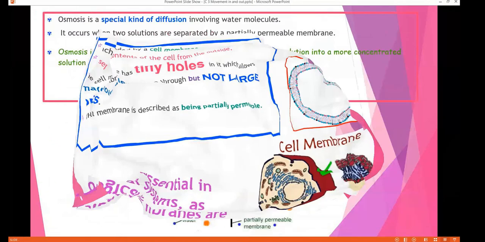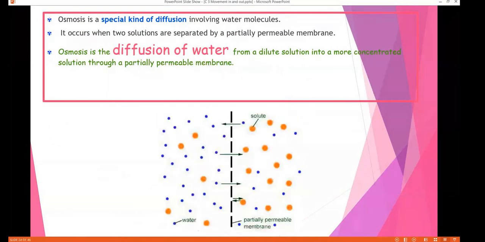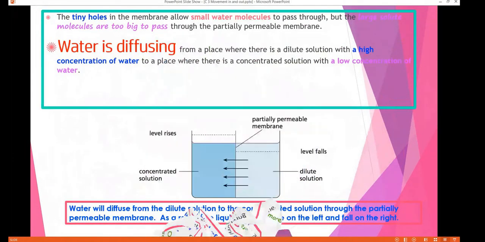Okay, so let's check out this slide. This is a picture which shows again how the osmosis takes place from the movement of the molecules from the left side to the right side through a semi-permeable membrane. Osmosis is a special kind of diffusion involving water molecules. It occurs when two solutions are separated by a partially permeable membrane. Okay, osmosis is the diffusion of water from a dilute solution into a more concentrated solution through a partially permeable membrane. This is how you can define osmosis.